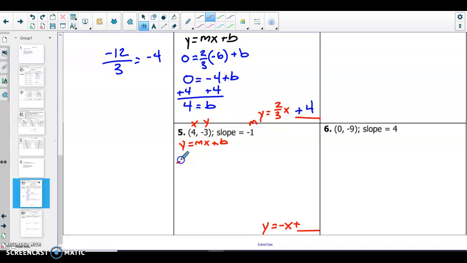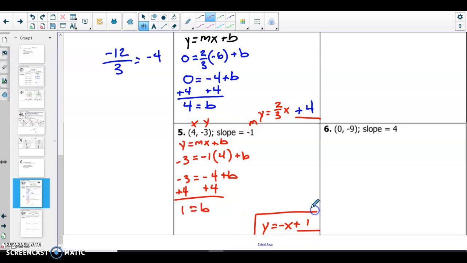So the y value is -3. My m value is -1. I'm multiplying times my +4. And then this plus b is just plus b for right now. And then we'll go find it. -3 equals -1 times 4 is -4 plus b. And then we'll add 4 to both sides. A -3 and a +4 make +1. Positive 1's our b value here, so I got lucky. Y equals negative x plus 1. I'll box that along with my other answer up here.